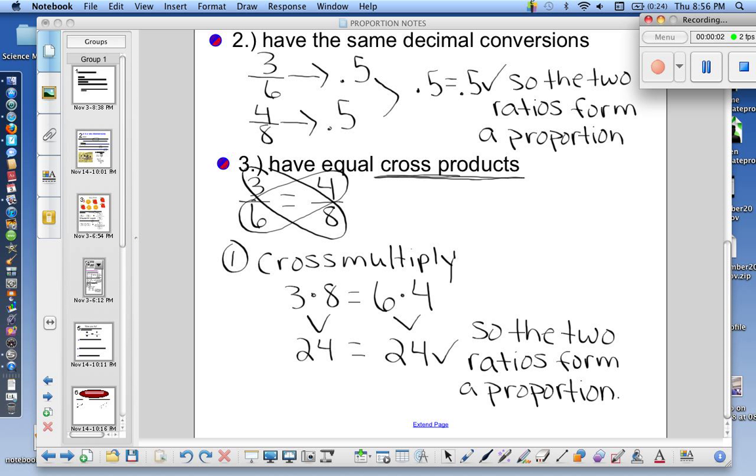So since when we cross multiplied, we got 24 equals 24. Their cross products were equal, so the two ratios form a proportion. So let's stop to make sure there are no questions and that everything is written down.